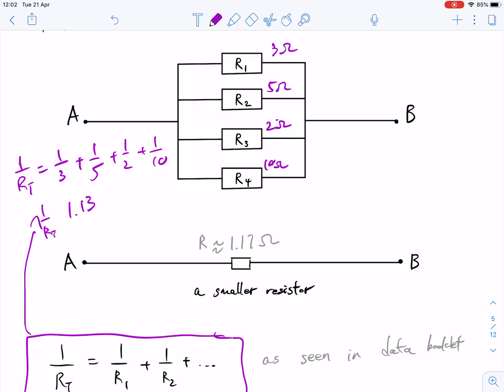That is 1 over the resistance total. So to get the actual value, we need to invert that one more time. 1 over 1.13. So we get 0.88. Okay, so I think I probably used some different values before, but this is now 0.88.